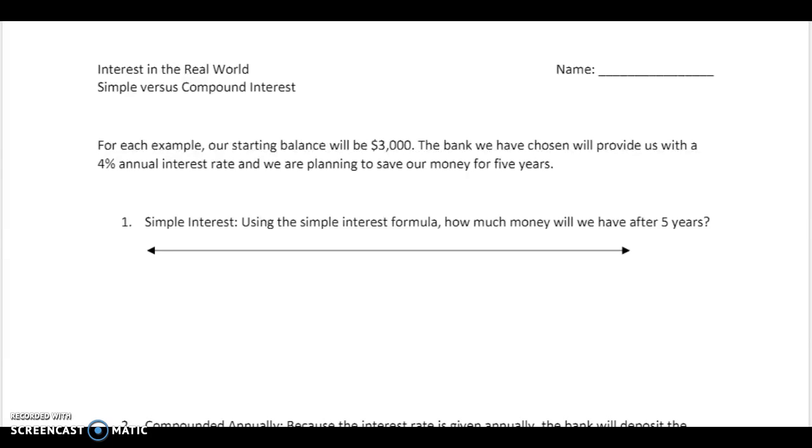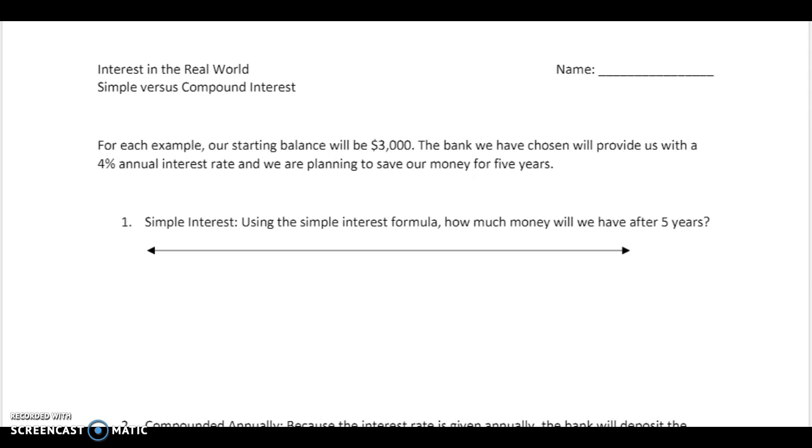So today we're going to be comparing the simple interest formula, which you guys have already shown that you're very confident with, and showing how it actually applies to the real world, how banks actually use the simple interest formula. So you see at the top of the page it says for each example we're going to use a starting balance of $3,000. We already know that's going to be the principal, that's where we start. And the bank we have chosen will provide us with a 4% annual interest rate, which is a pretty good rate for what you can get today, fairly realistic.